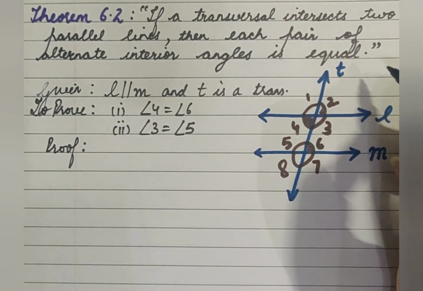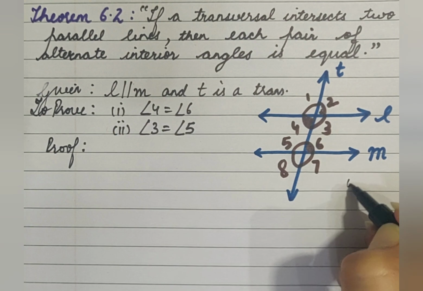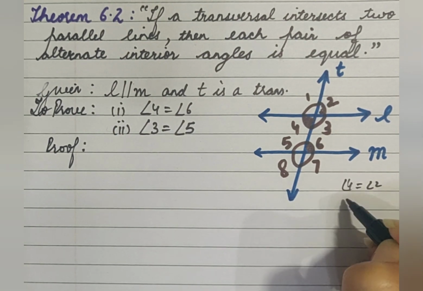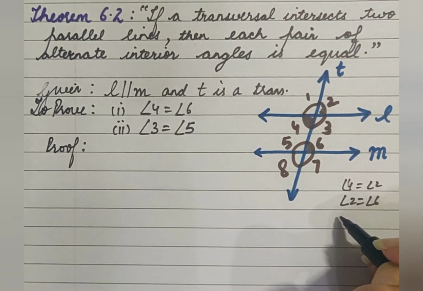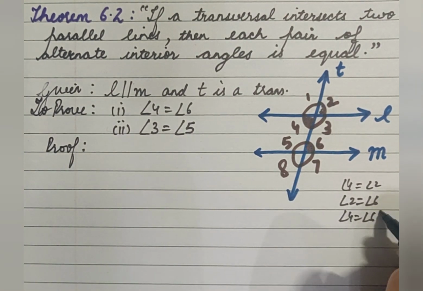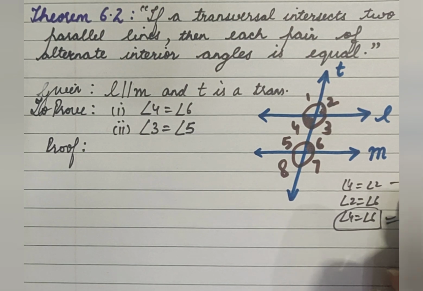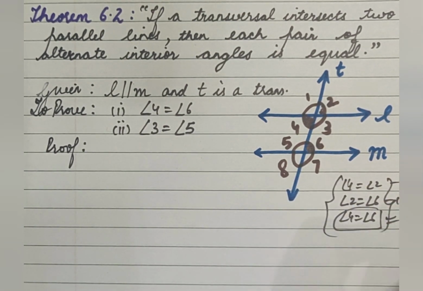Let's check if it can be reduced this way or not. 4 is equal to 2 and 2 is equal to 6. So what will happen? 4 will be equal to 6 and this was to be proved. If I consider this as equation 1 and this is equation 2, so this way it can be proved easily.